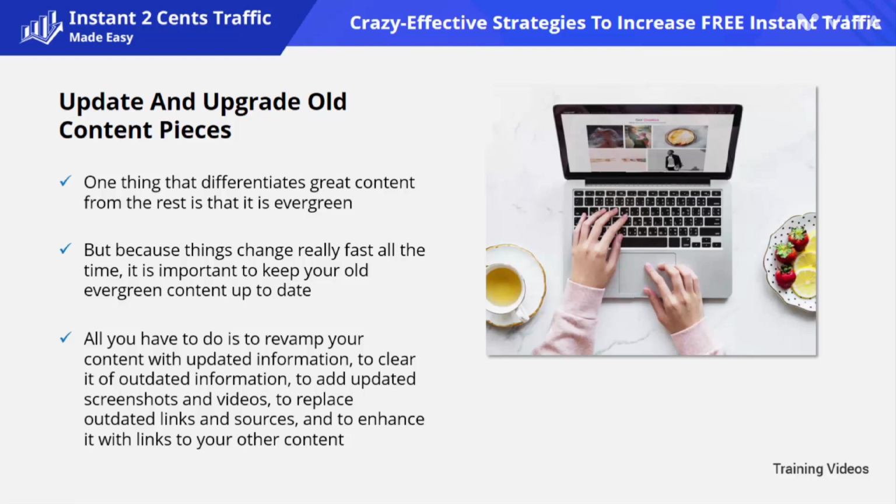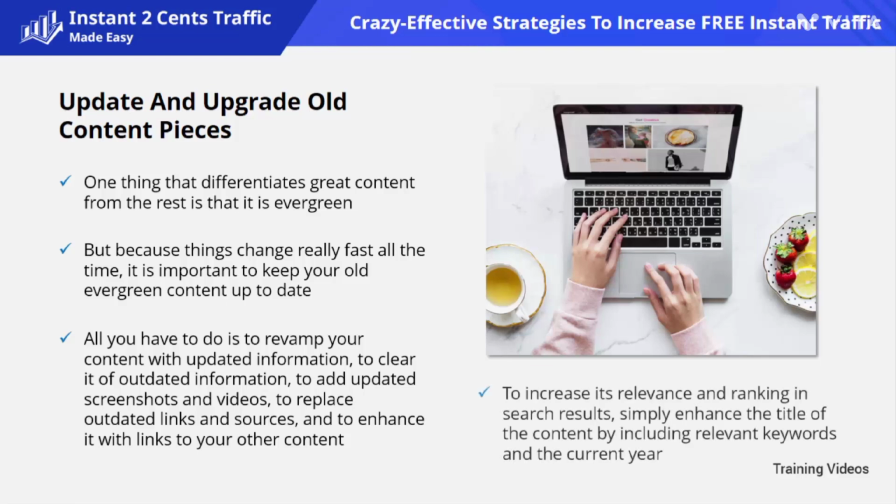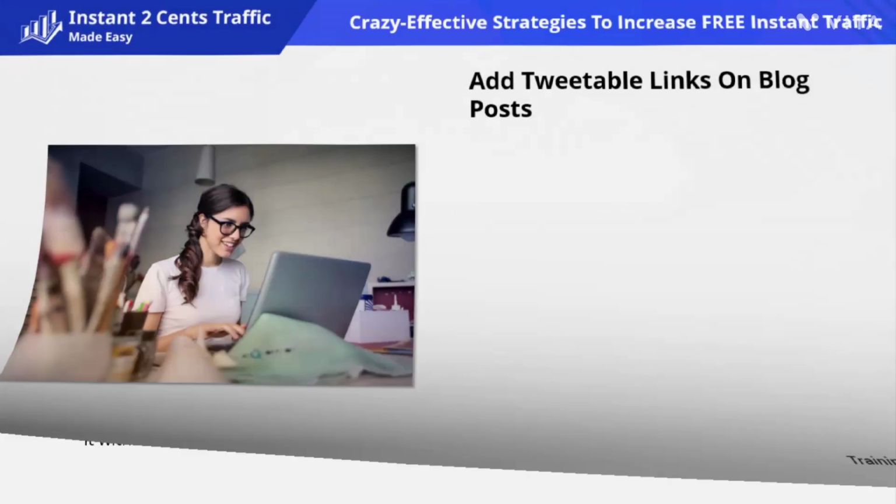to add updated screenshots and videos, to replace outdated links and sources, and to enhance it with links to your other content. To increase its relevance and ranking in search results, simply enhance the title of the content by including relevant keywords and the current year. For example, if the name of your content is generating free instant traffic from video sharing sites, then change it to How to Generate Free Instant Traffic from YouTube and Others in 2019.